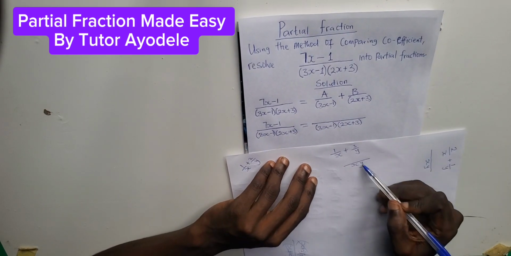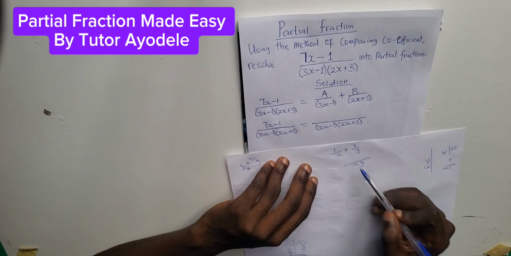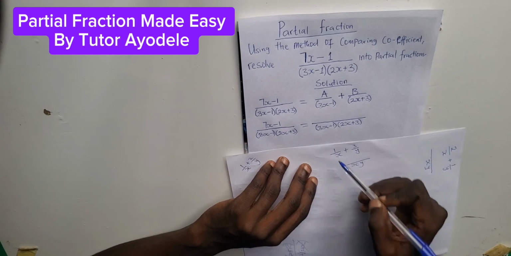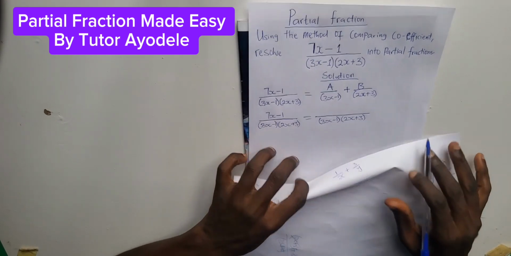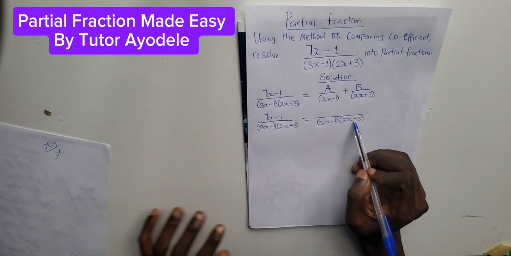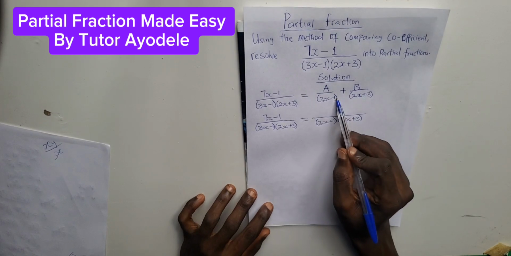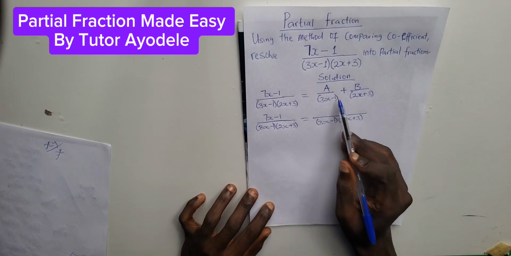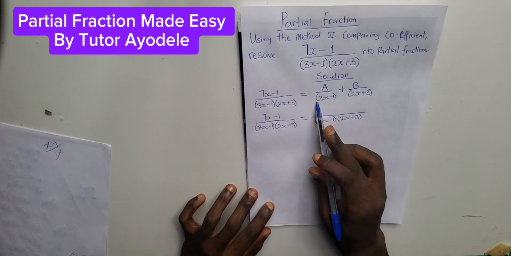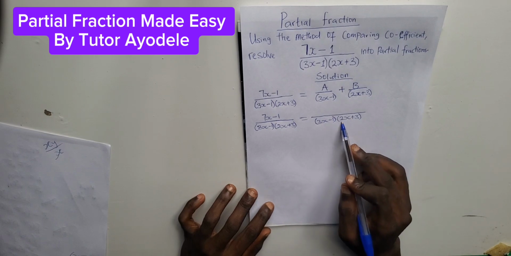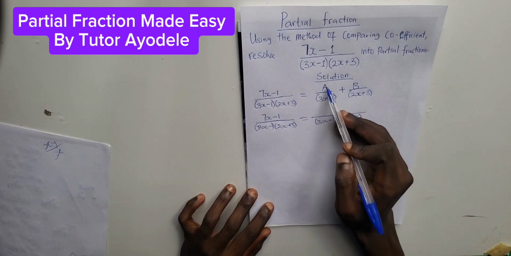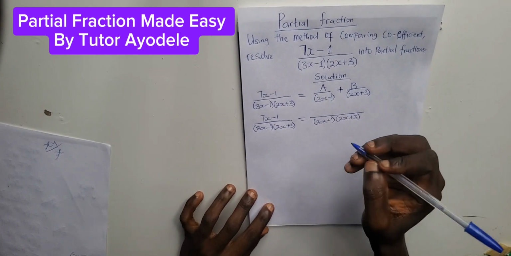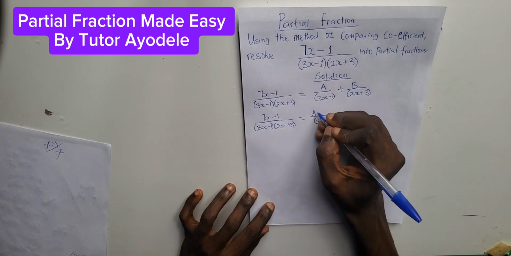After getting the LCM, I will divide this LCM by this denominator, and whatever I get, I will use to multiply this numerator. If I divide this LCM by this, this will cancel this, and I'll be left with this. So I will use this one to multiply this A. I will have A into brackets 2x plus 3, close the bracket.